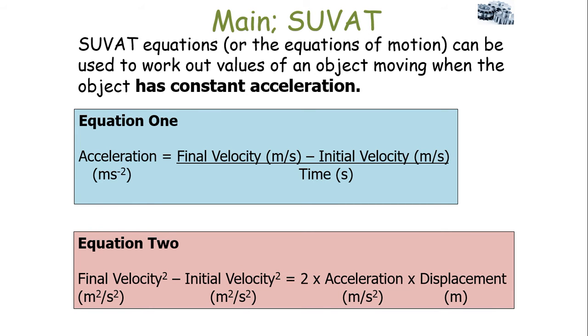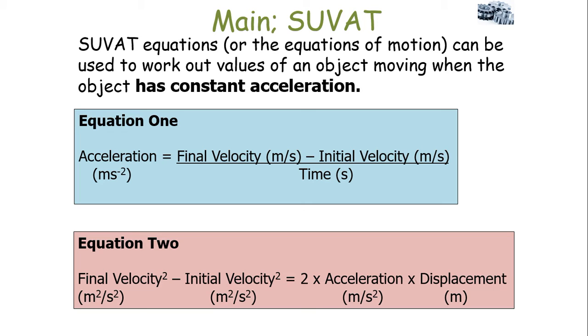So let's just clarify. The suvat equations, or the equations of motion, can be used to work out values for an object moving when the object has constant acceleration. If the value of acceleration was changing, you can't use these suvat equations. The first equation is acceleration equals final velocity minus initial velocity over time, which you see sometimes written as acceleration equals the change in velocity divided by the time.